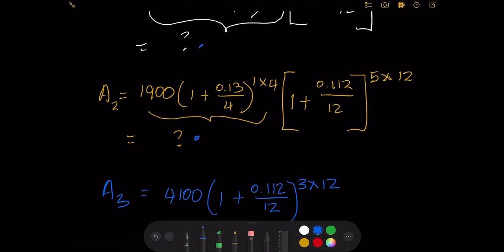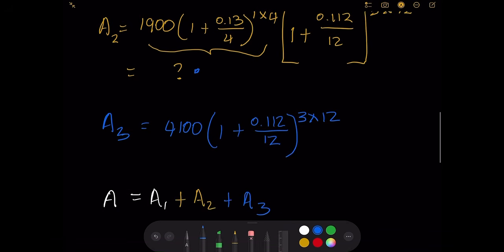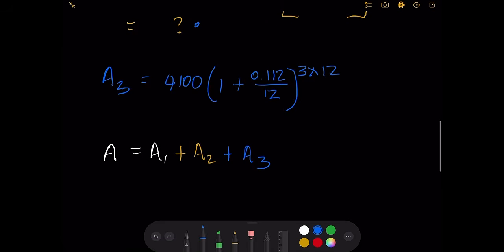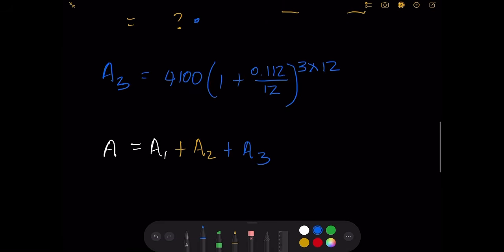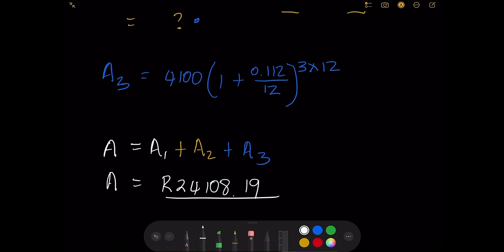So what I did for myself is that I tried to do it beforehand so that I can get all of those values. You can verify those values for me. And the final accumulated value that I got was 24,108 and 19 cents. So that would be the amount that we would have at the end of 8 years.